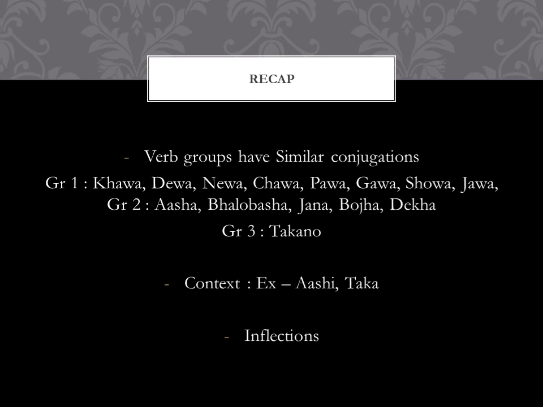So verb group 1 is, let's say, khawa. It becomes khai, khao, khai. Word group 2, asha, becomes ashi, asho, ashe. Word group 3, takano, becomes takai, takao, takai.